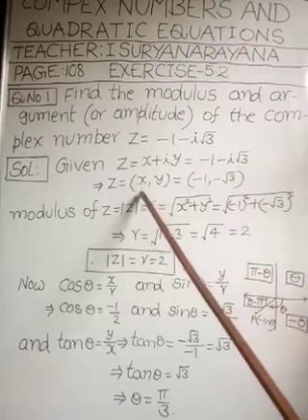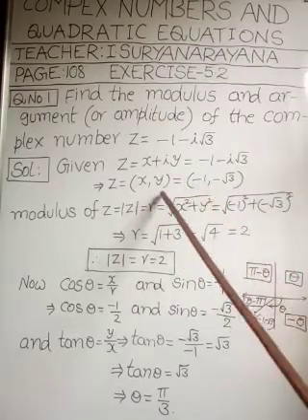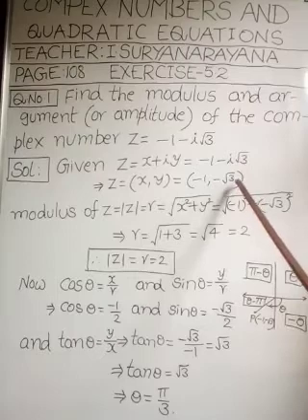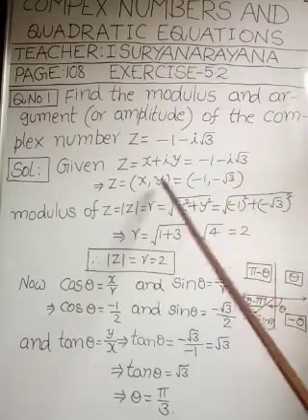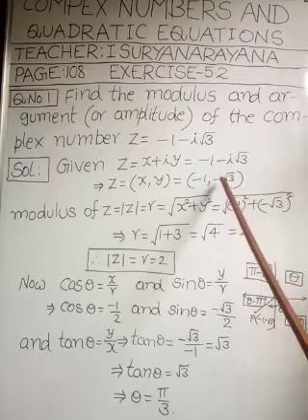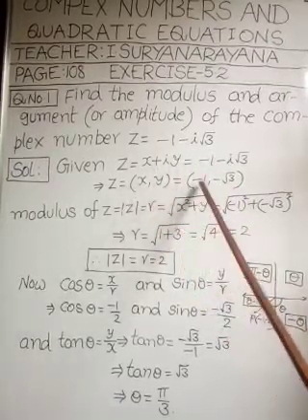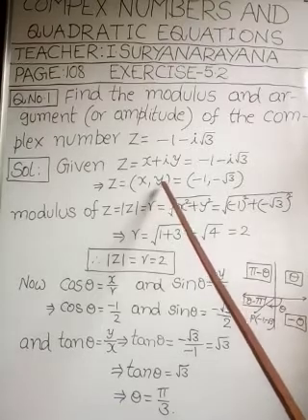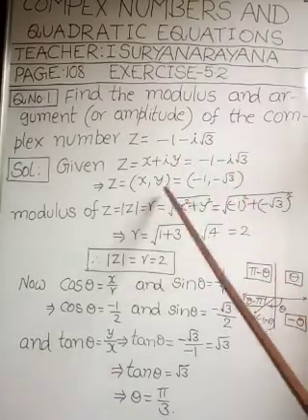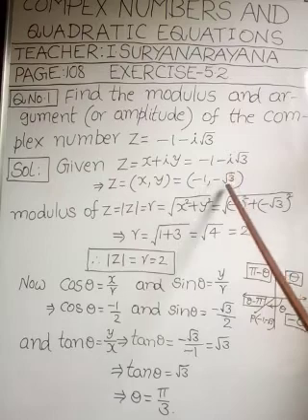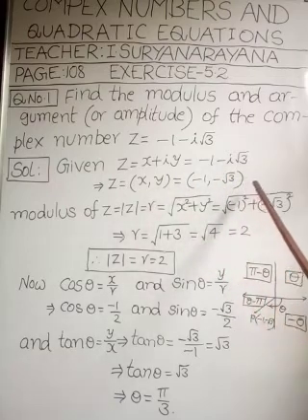So what is the value of x here? -1. What is the value of y? Minus root 3. Because these two ordered pairs are equal. If two ordered pairs are equal, we have to equate the first components, meaning x is equal to -1, and at the same time we have to equate the second components, that is y is equal to minus root 3. Understood these points, my children?